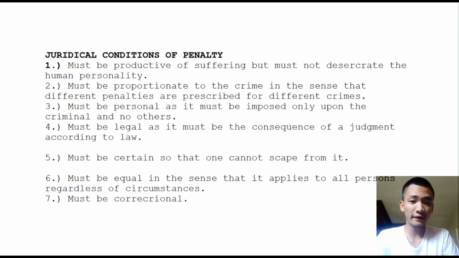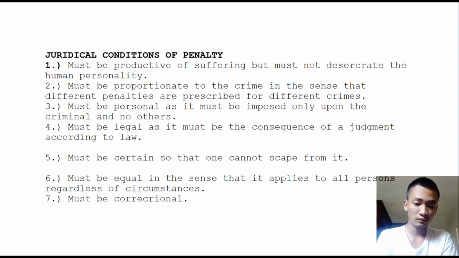our topic, the juridical condition of penalty. What is the juridical condition of penalty? Ano nga ba ang juridical? Ang juridical condition of penalty, it is relating to the law which is pangangasiwa ng hustisya o katungkulan o tungkulin ng isang hukom. May 7 bahagi ito.